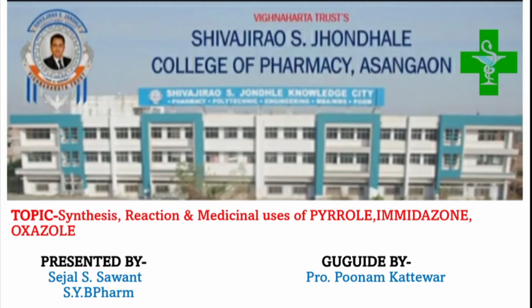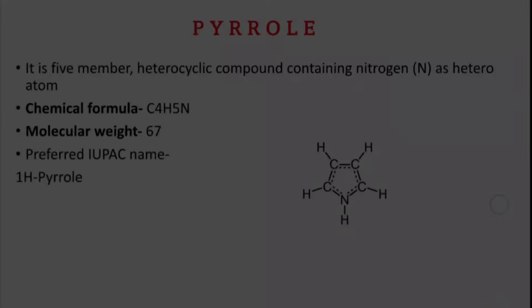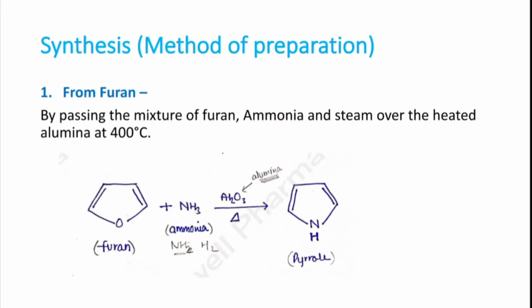Pyrrole is a 5-member heterocyclic compound containing nitrogen as a heteroatom. Its chemical formula is C4H5N and its molecular weight is 67. Here is given the structure of pyrrole. So here we discuss the various methods of preparation of pyrrole.